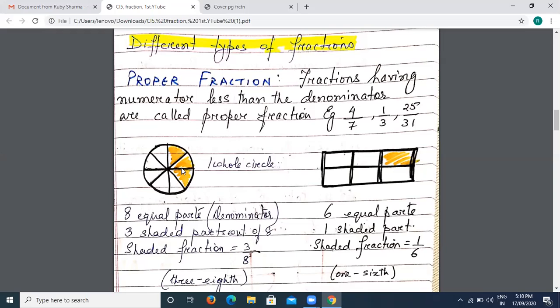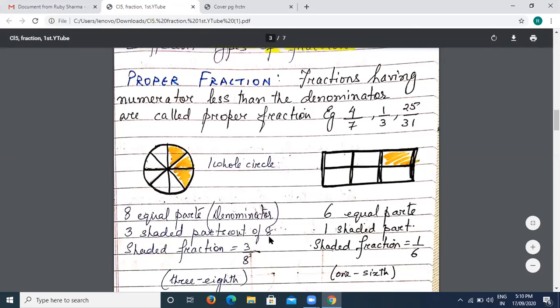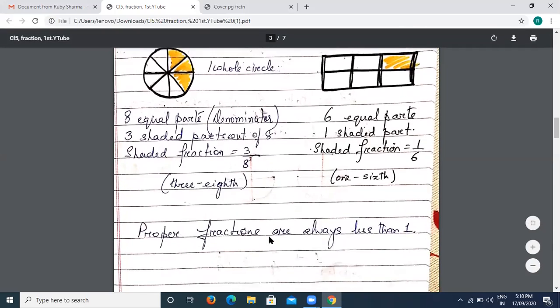Here we have taken a whole thing divided into 8 parts and we shade 3 parts. So 3 by 8 is less than one whole thing. Here we have 6 equal parts, a bar of chocolate or whatever it is, and we shade 1 part. So it is 1/6. So all these proper fractions are less than 1, isn't it? We're taking one whole thing and the proper fractions we are getting are all less than the whole thing. So proper fractions are always less than 1.